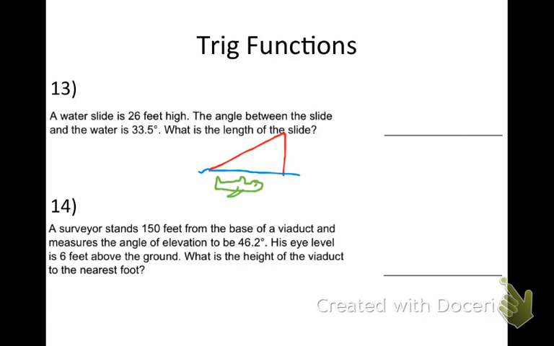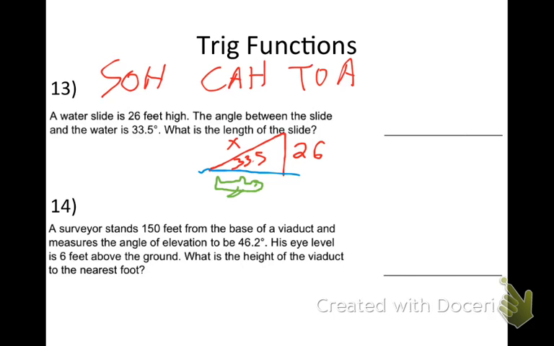I don't know. So I got the water slide here. Water slide is 26 feet high. The angle between the slide and the water is 33.5 degrees, and I want to find the length of the slide. What trig function am I going to have to use? Of SOHCAHTOA, I want to set up a trig ratio here. What sides am I given and what trig function do I have to use? I have the opposite and I have the what? Hypotenuse. That means I want to use sine. So I'm going to take the sine of 33.5 and set it equal to, what's the ratio? What is the opposite?